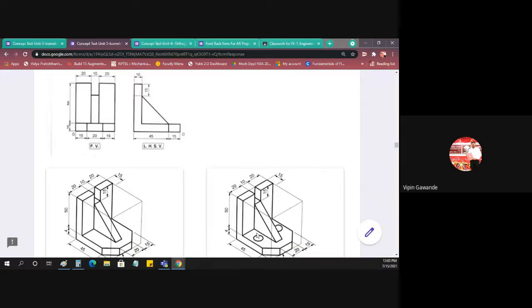But because there are 2 circular cutouts, we will get the dotted lines in the front view. But dotted lines are not shown in the front view. Whatever the views that are given to us, the dotted lines are not shown. So this is not the correct option.